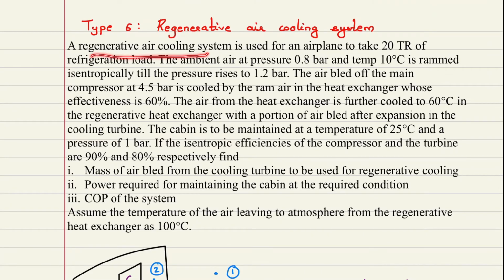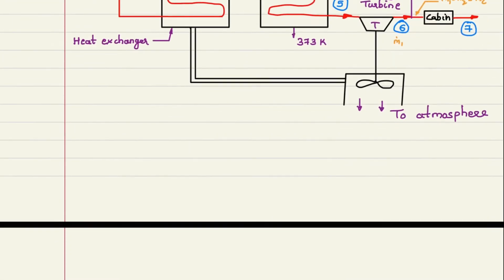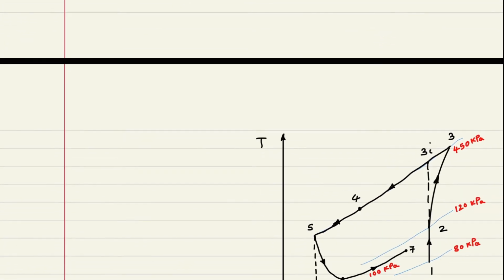A regenerative air cooling system is used for an airplane to take 20 TR of refrigeration load. So Q dot A is given in the question. So capacity is equal to 20 TR. So from here you can calculate Q dot A, which is 3.5 into 20.